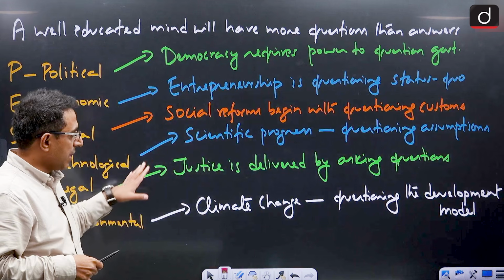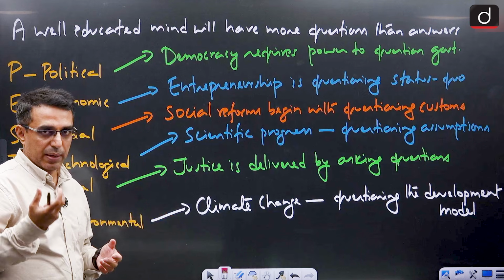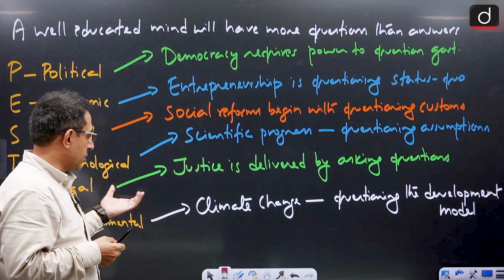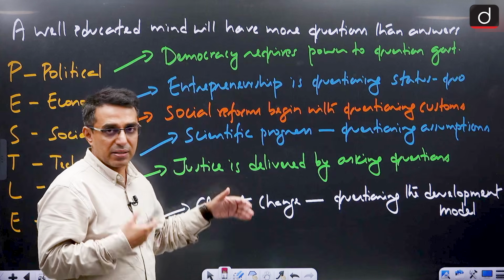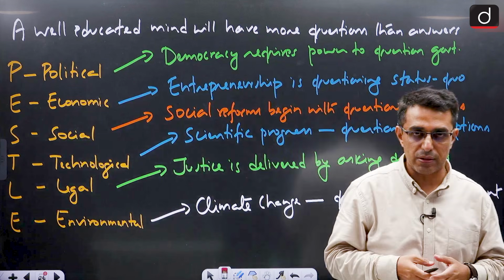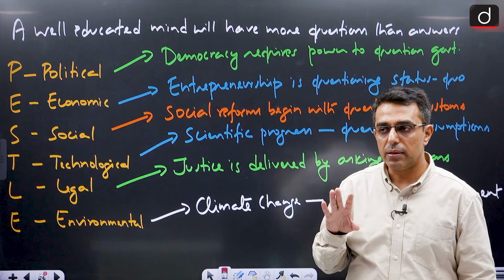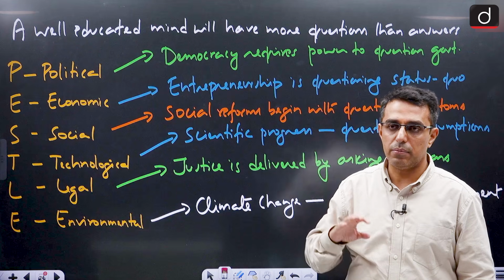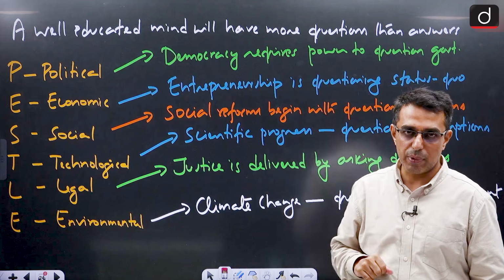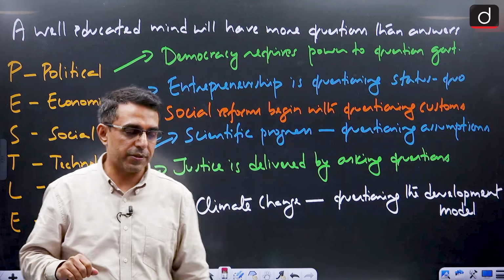Technological dimension, scientific progress is based on questioning assumptions. Scientific temper is all about asking the right questions. Then in legal dimension, justice is delivered by asking questions. So judges, while deciding on cases, frame questions, and the lawyers give them answers to their questions, and they are able to decide how to judge or how to give the verdict on that particular case. So justice also depends on asking the right questions.